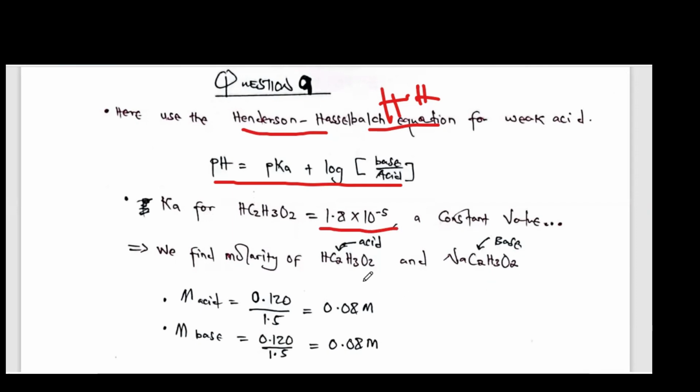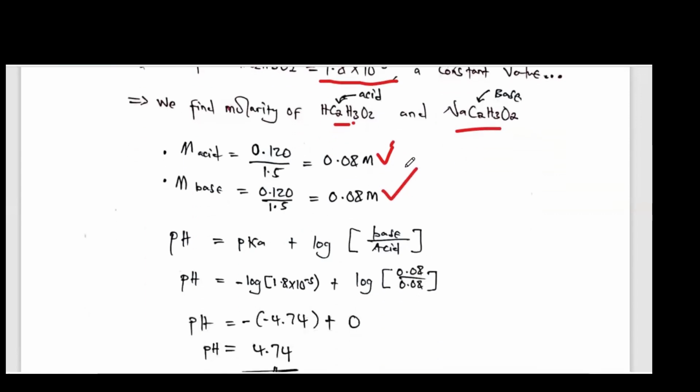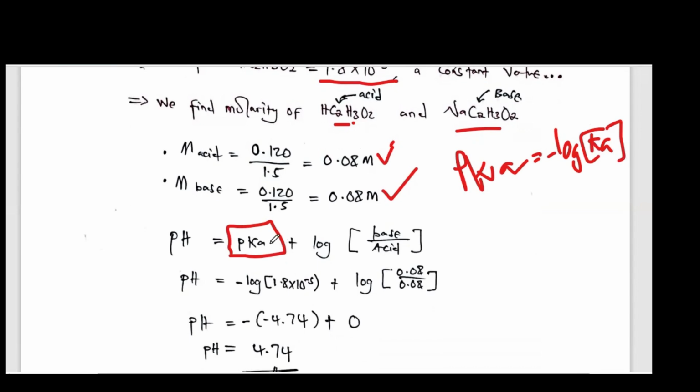So we need to find the molarity of the acid and the molarity of the base. I've been given the moles and the volume, so we divide moles by volume to get the molarity, for each of them. Once you get the molarity, this is for the acid and that is for the base, you put them into the formula. Remember that the pKa is just equal to minus log of the Ka. So wherever there is pKa, I replace it with minus log of Ka, then plus log.